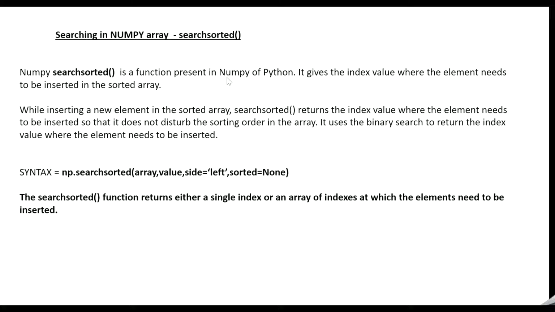For working on the searchsorted function, we have to pass a sorted array and a value which we want to insert into the sorted array. And the searchsorted function in turn returns the index value where the element needs to be inserted in the sorted array. While inserting a new element in the sorted array, searchsorted returns the index value where the element needs to be inserted so that it does not disturb the sorting order in the array. It gives the index value such that the sorting order is not disturbed in the sorted array.